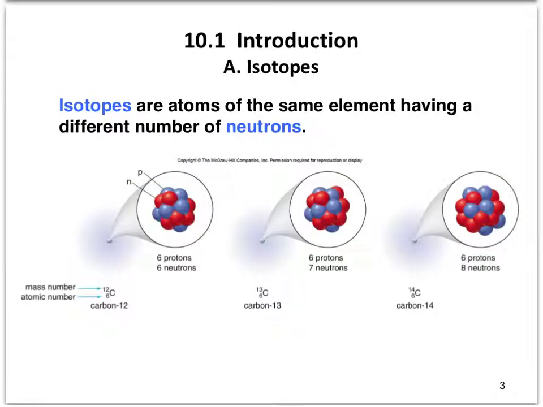Pictorially, here are the three main isotopes of carbon. Carbon-12 has 6 protons and 6 neutrons. Carbon-13 has 7 neutrons, and carbon-14 has 8 neutrons. They all have the same number of protons because the number of protons gives the identity of the element.